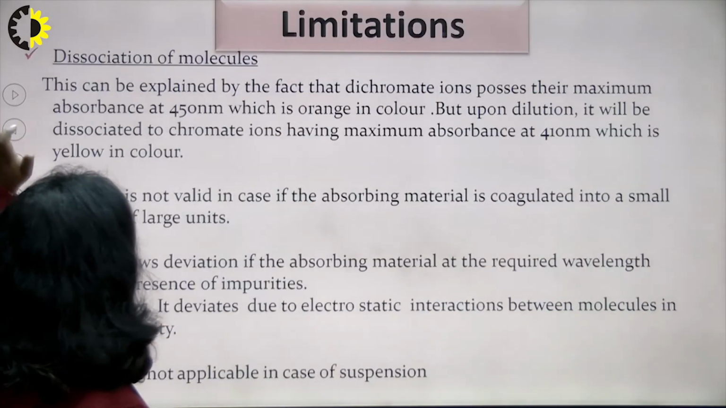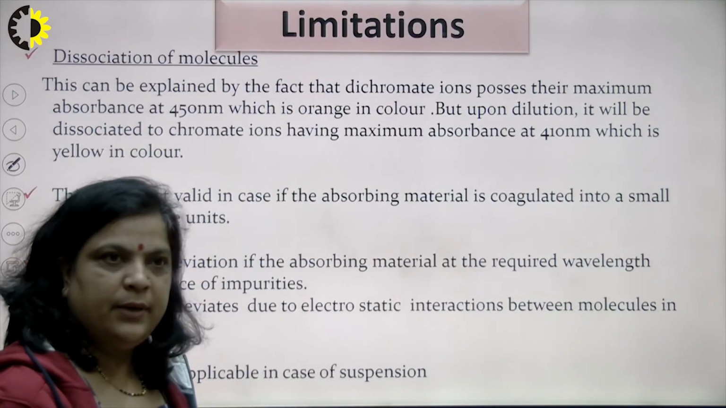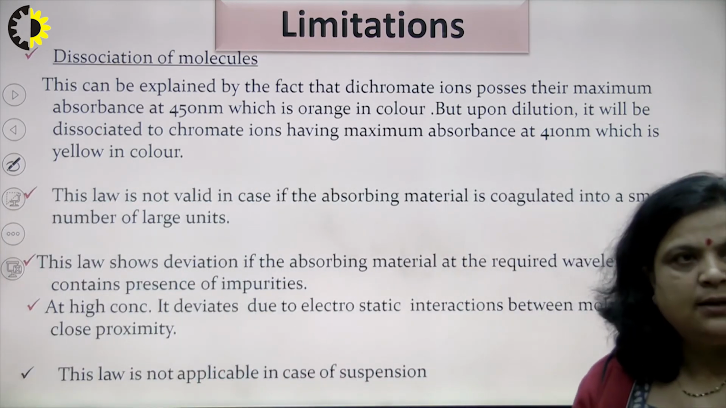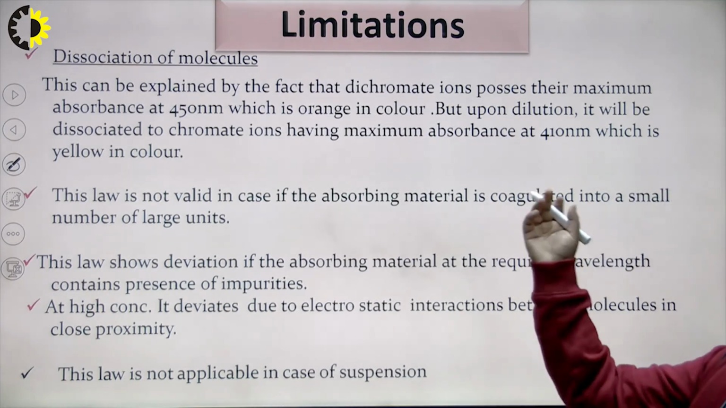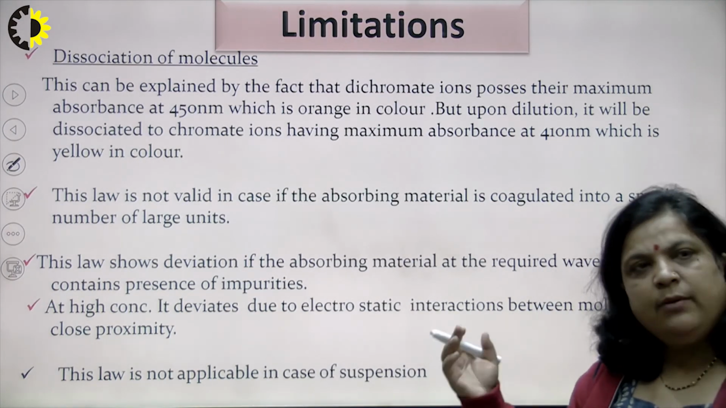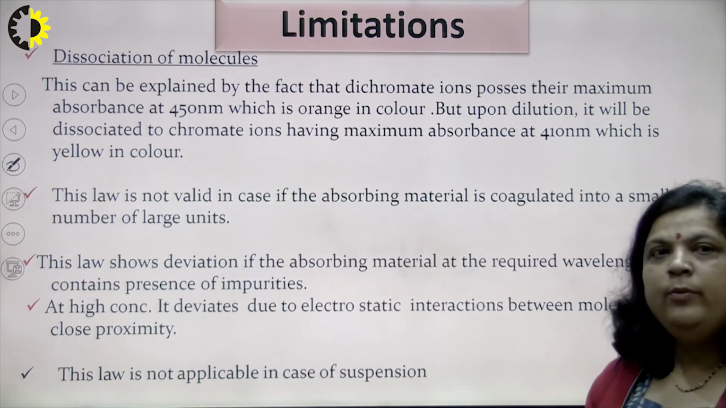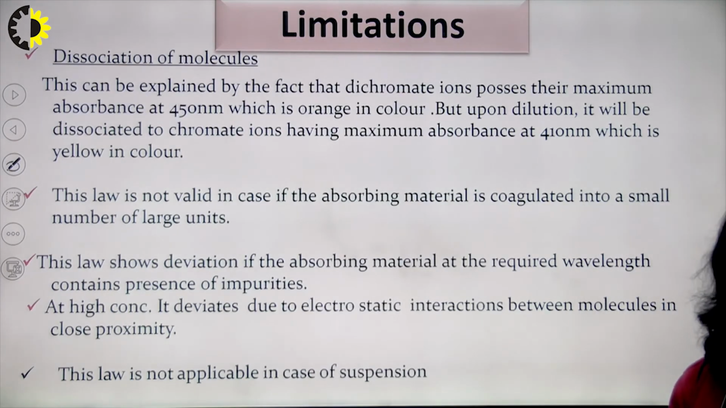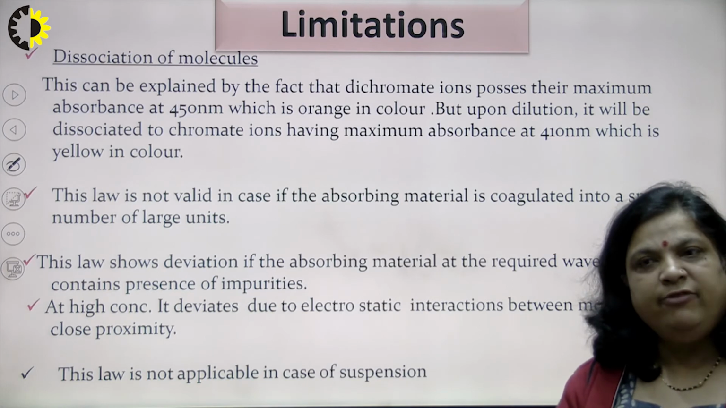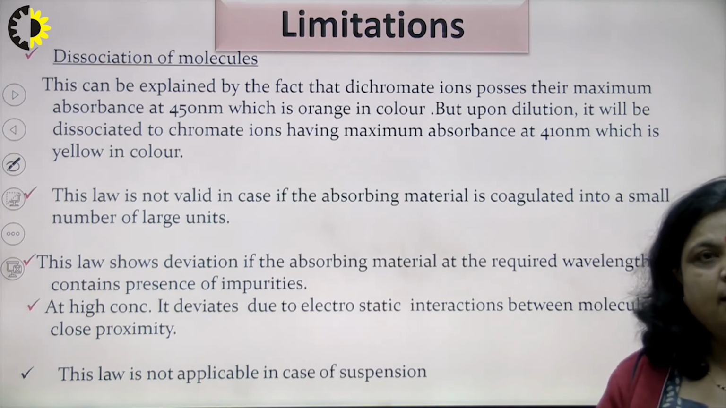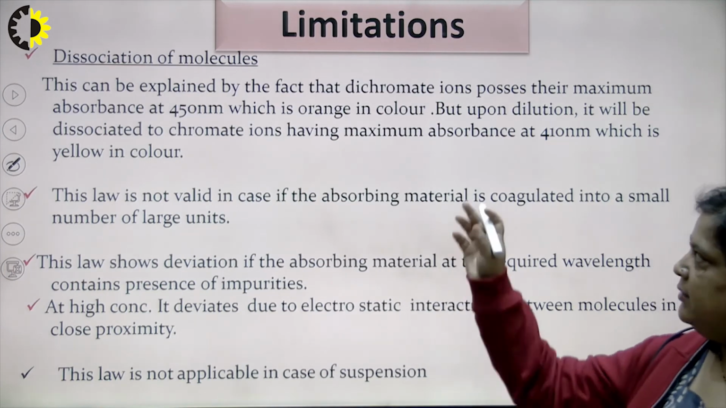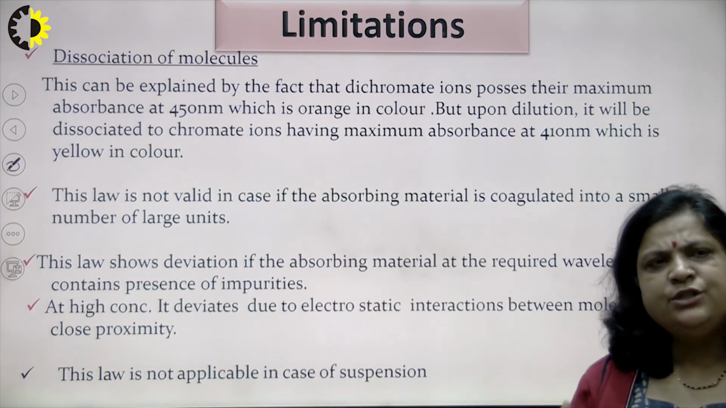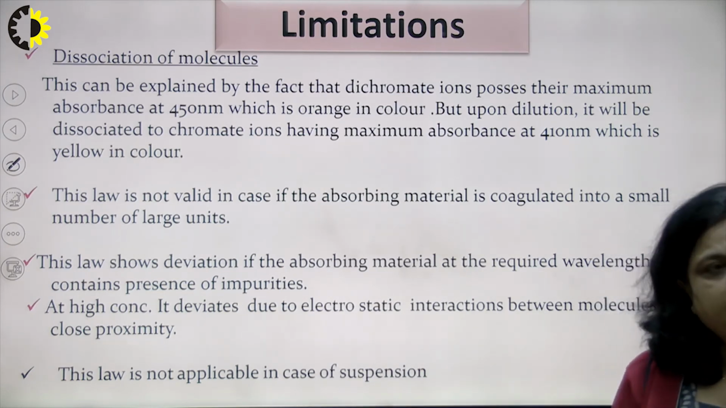So now next is limitations of Beer-Lambert's law. The first limitation is monochromatic light should be used. Second limitation, dissociation of molecule. This can be explained by the fact that dichromate ion possesses its lambda max at 450 nanometer, which is orange in color, but upon dilution it will dissociate into chromate ion, and now its lambda max becomes 410, which is yellow in color. So we can say on dilution it gets deviated.